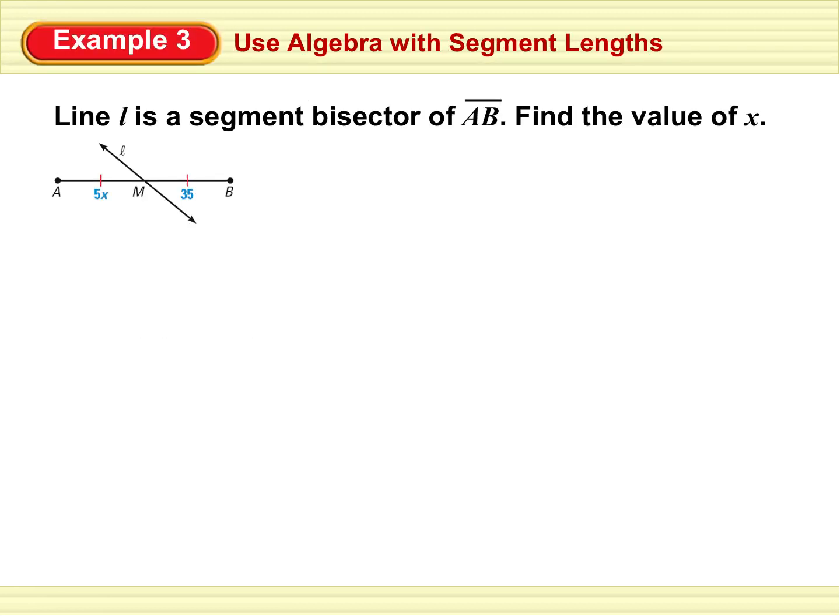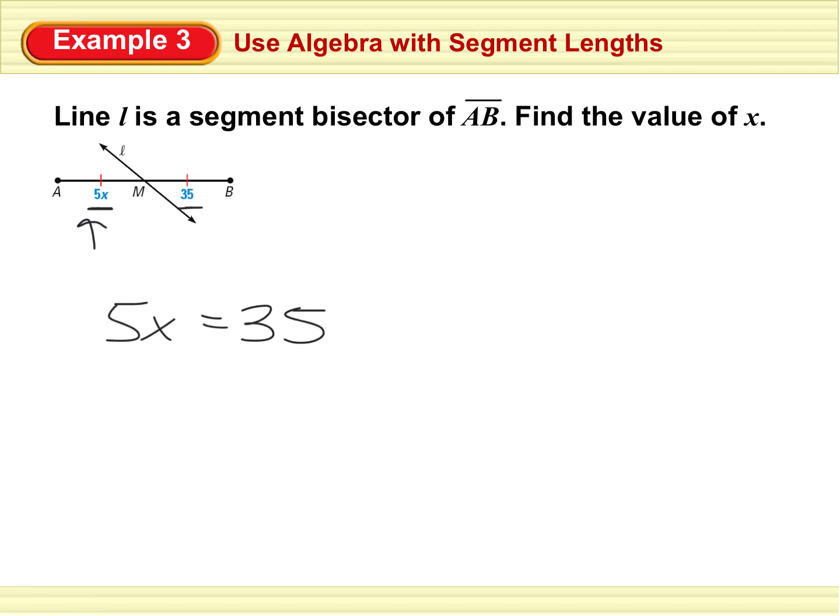Okay, now we're talking about bisectors. Okay, bisector again means divide it into two equal parts. So we need to find the value of x. So what do we know? We know one of them's 35. So if this side's 35, this side is 35. So they have it as 5x right now. But we know it needs to equal 35. So now we need to solve for x.